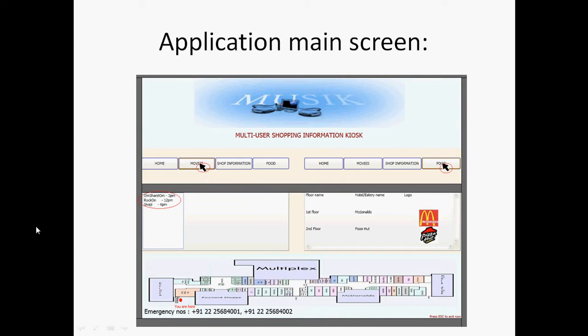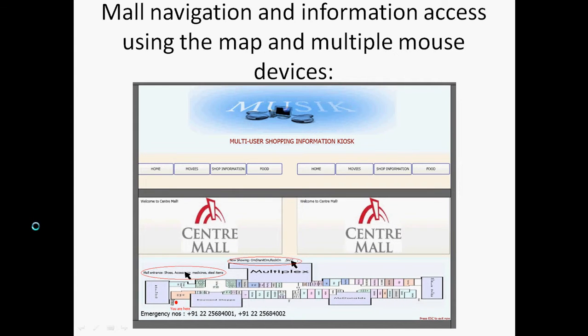You have two users with two mouse devices accessing the same screen at the same time, with one user looking at the movies that are currently being screened and the other user looking at the food outlets in the vicinity. It also allows users to get a more bird's eye view by moving the mouse over a map and checking out what is available at that particular location on the map.